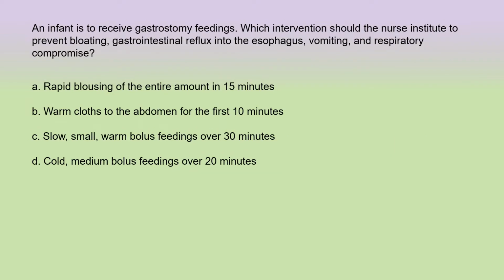An infant is to receive gastrostomy feedings. Which intervention should the nurse institute to prevent bloating, gastrointestinal reflux into the esophagus, vomiting, and respiratory compromise? A. Rapid bolusing of the entire amount in 15 minutes. B. Warm cloths to the abdomen for the first 10 minutes. C. Slow, small, warm bolus feedings over 30 minutes. D. Cold, medium bolus feedings over 20 minutes.